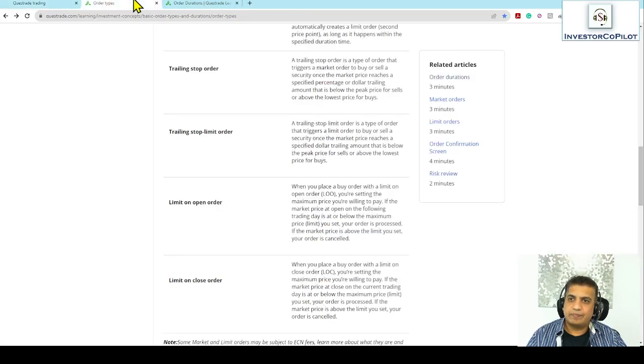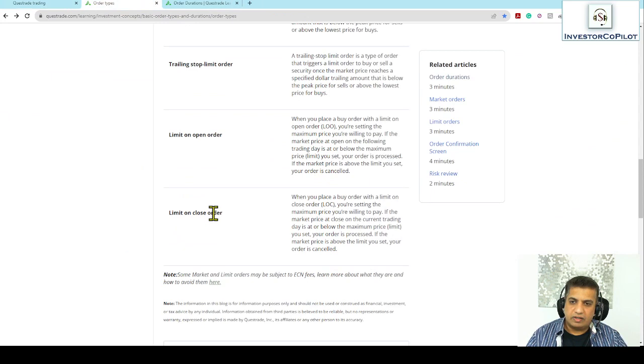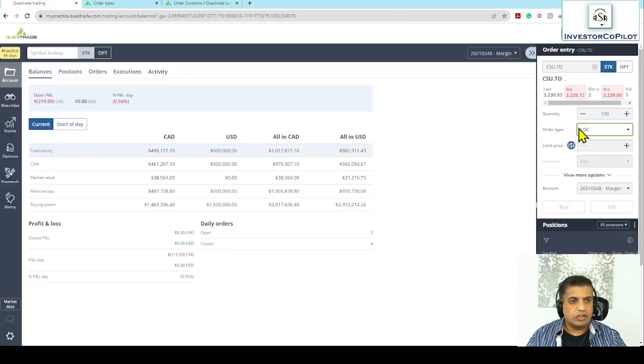Okay. Another one is LOC, which is limit on close. Let's look at that. A limit on close order is when you place a buy order with a limit on close order, you're setting the maximum price you're willing to pay. If the market price at close on the current trading day is at or below the maximum price, that is the limit you set, your order is processed. If the market price is above the limit you set, your order is cancelled. Okay. So LOO and LOC orders are basically combining limit orders with the open and close of the market on that particular day.